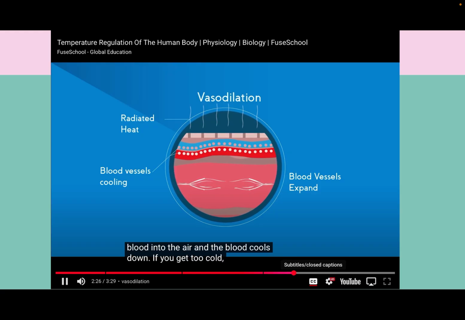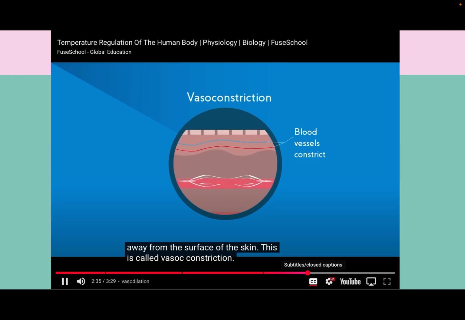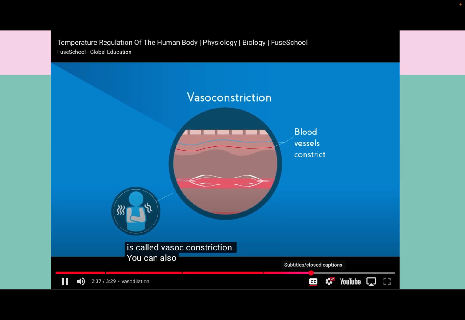If you get too cold, you can do the opposite with these blood vessels and close them off, keeping the blood away from the surface of the skin. This is called vasoconstriction. You can also start to shiver. This is when your muscles contract in order to make heat.